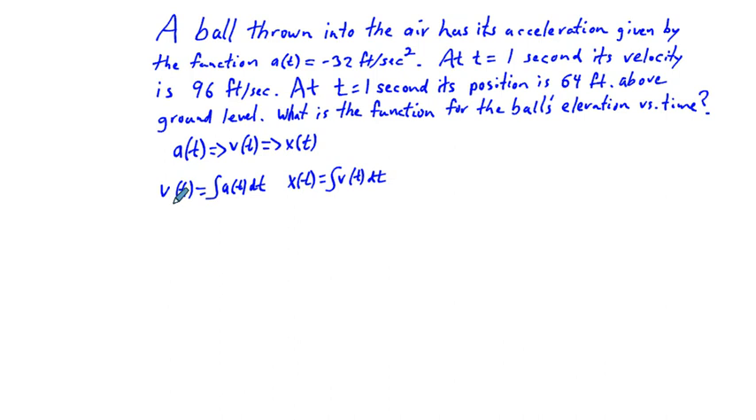So let's go ahead and go through this problem. We're going to have v of t, now getting into specifics. V of t is equal to the integral of negative 32, which is our given acceleration, dt. And working to the right, that's going to be equal to negative 32 t plus c. So we're going to need to find the constant here, the value of c.